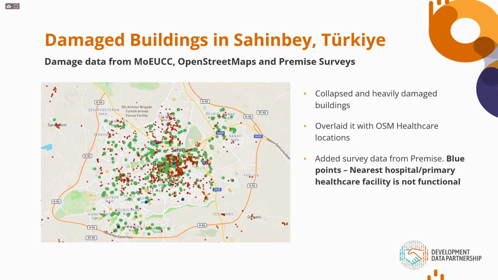And this was corroborated with a third data set from Premise, which is a survey which asked people, is the nearest hospital or primary healthcare facility around you functional or not? And we did notice that some people said yes to that question.